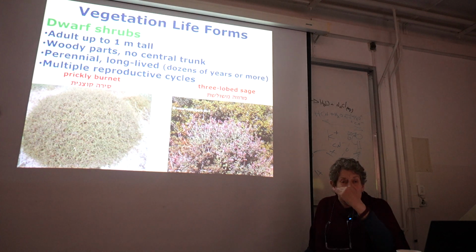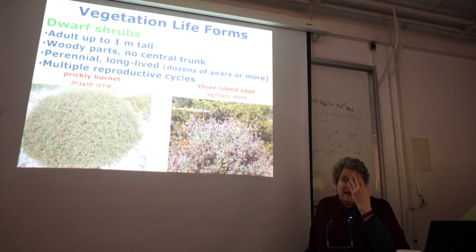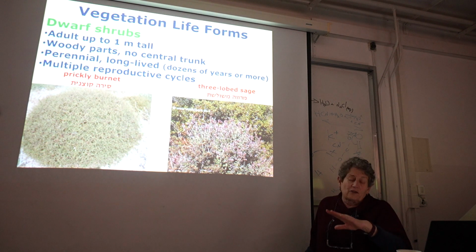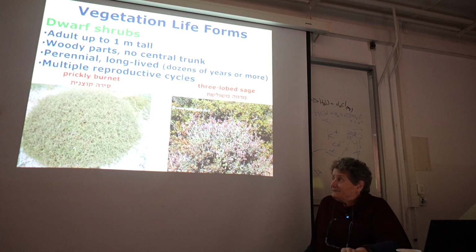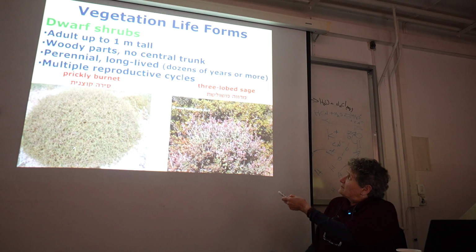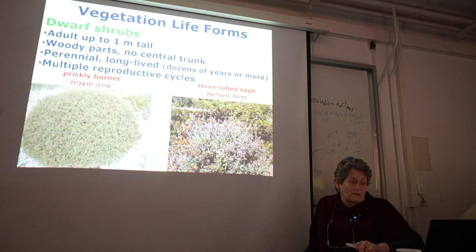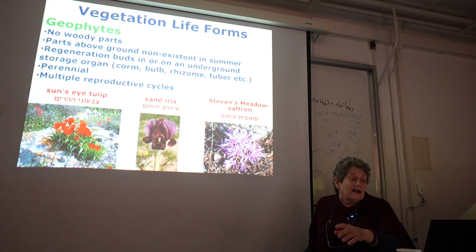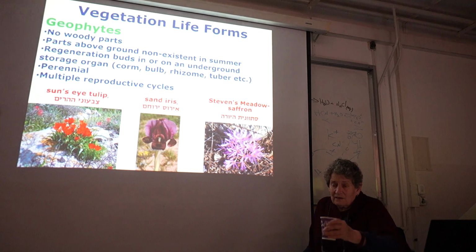And then the next level below them are the dwarf shrubs. Again, they're perennial. They have several reproductive cycles, but in this case, they usually don't grow more than 1 meter high. And here you can see the prickly burnet that we saw before, which is probably one of the most common shrubs in the Mediterranean region. And then we have the geophytes that we mentioned before.